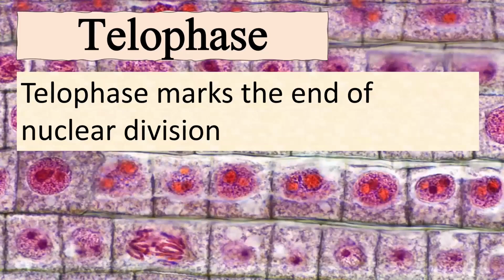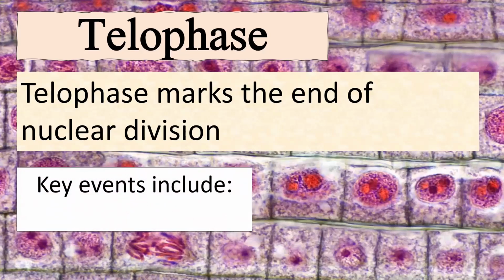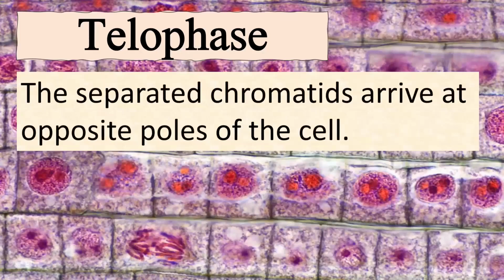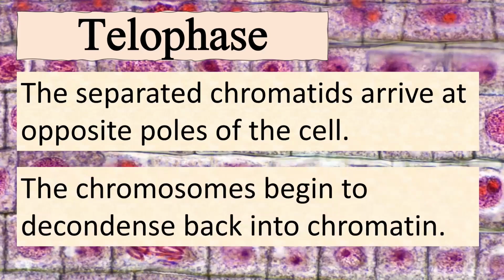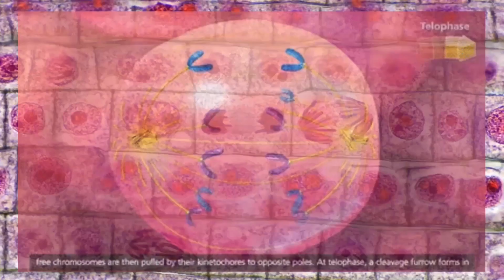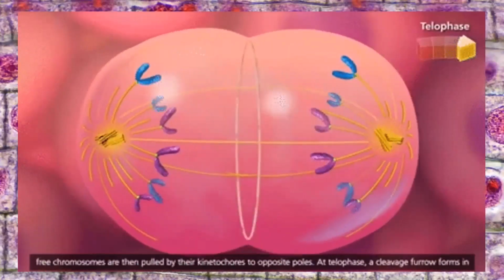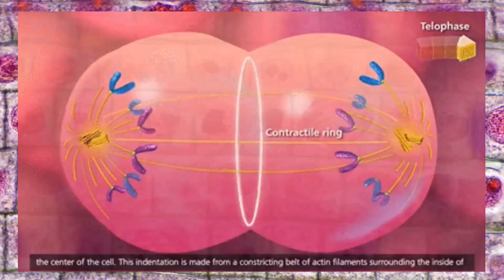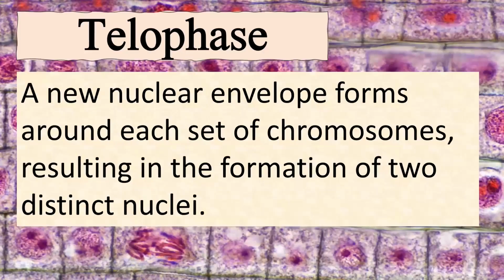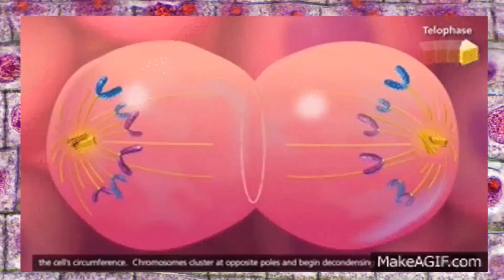Next, followed by the telophase. The telophase marks the end of the nuclear division. And you will see that these are the key events that include the separation. The separated chromatids arrive at the opposite poles of the cell. After that, the chromosomes begin to decondense back into chromatin, like in this animation. After that, a new nuclear envelope forms around each set of chromosomes, resulting in the formation of two distinct nuclei.